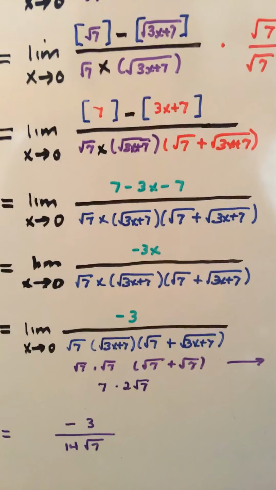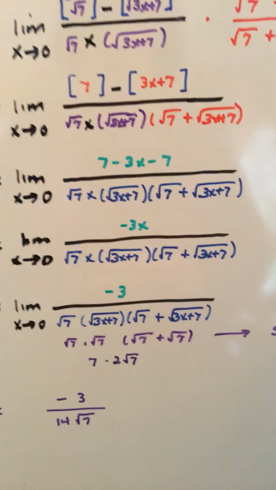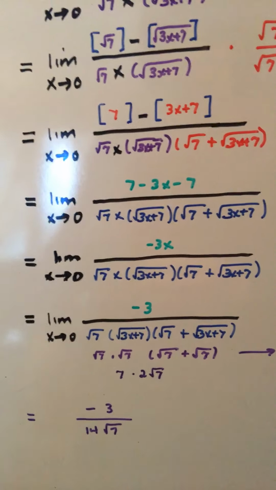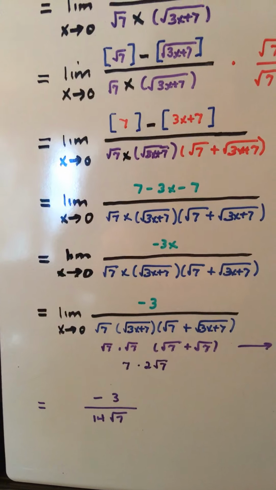See, it's the pattern. 7 times 2 root 7 is 14 root 7, and I have negative 3 over 14 root 7. Have fun. You only have 3.